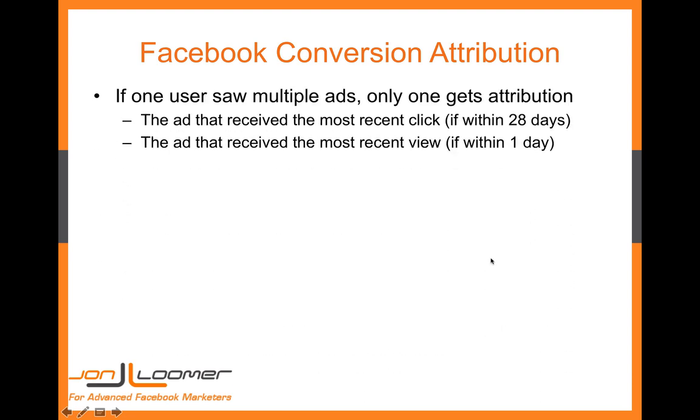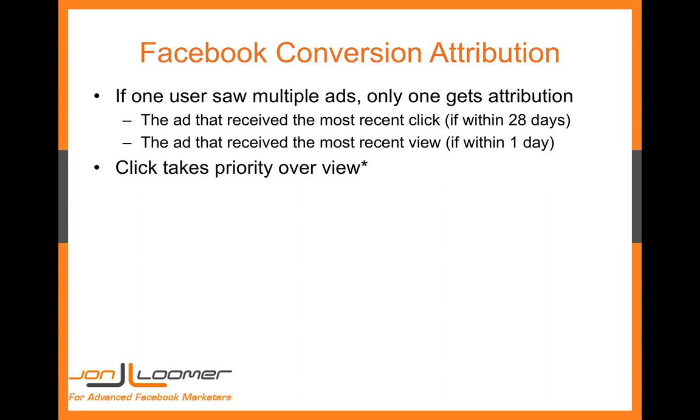So some other things about Facebook conversion attribution. Understand that if one user saw your ad multiple times, only one gets attribution. That is the ad that received the most recent click, assuming it's within that attribution window of 28 days, or the ad that received the most recent view. If they didn't click any of the ads they saw before converting, the attribution would go to the one they saw most recently. But just know that the click, however, takes priority over the view.